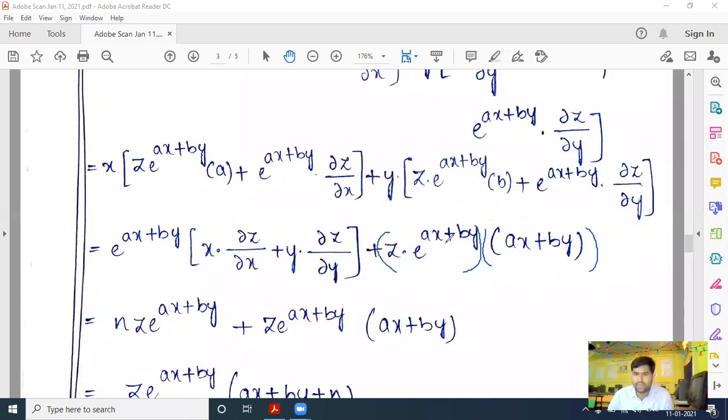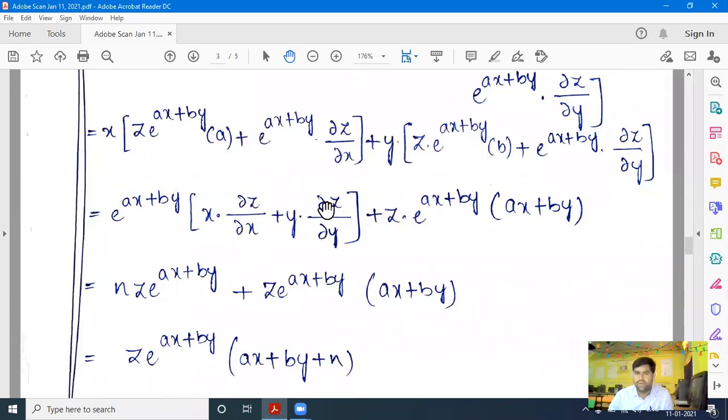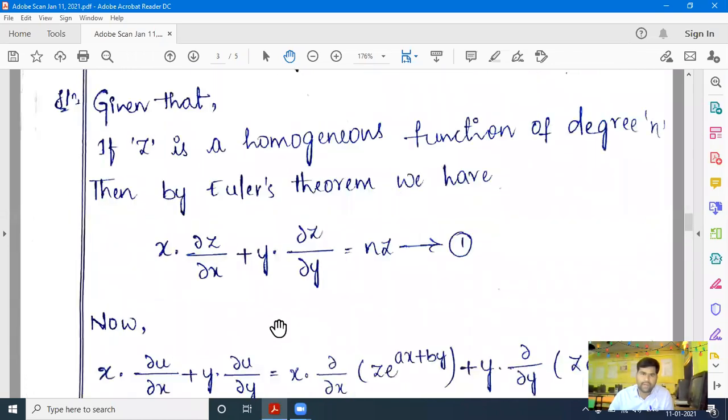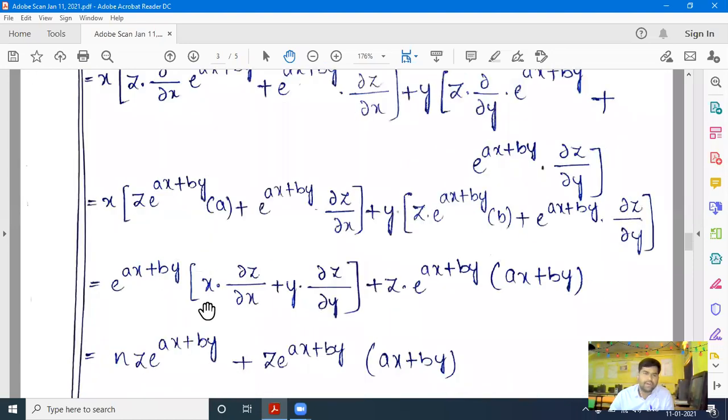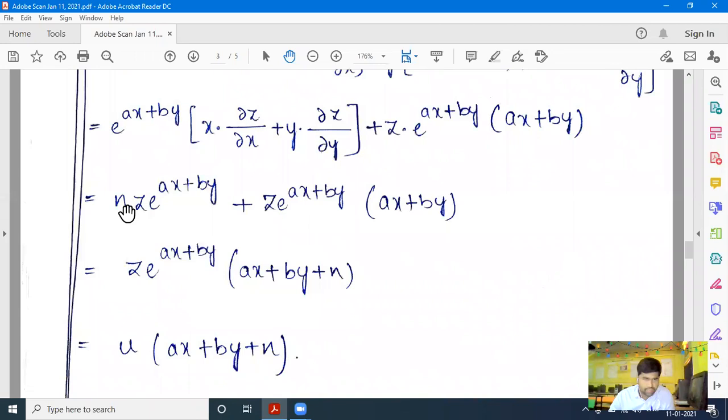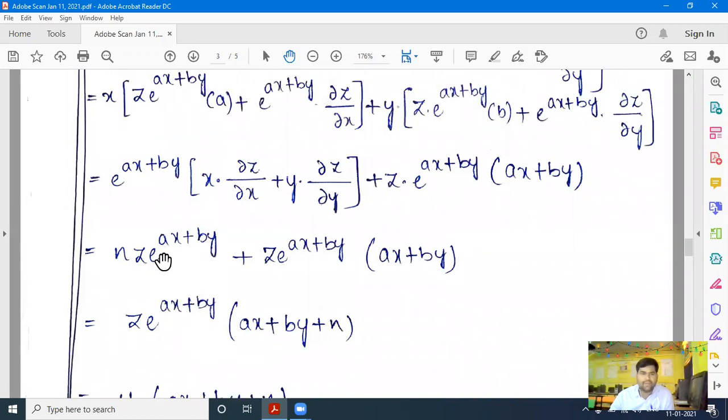z into e power ax plus by into ax plus by. So here x into dou z by dou x plus y into dou z by dou y is nothing but n z, by the homogeneity of z. So n into z. So remaining is what? e power ax plus by, plus z into e power of ax plus by into ax plus by.